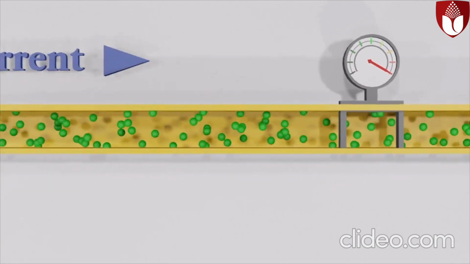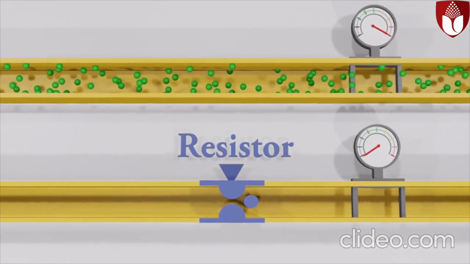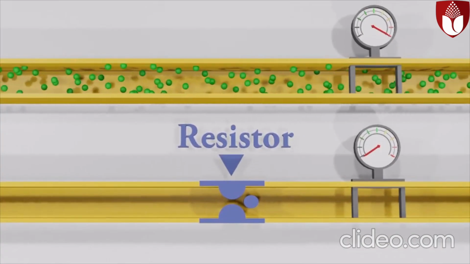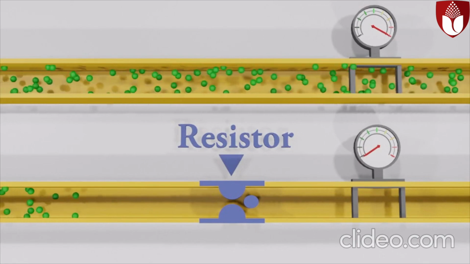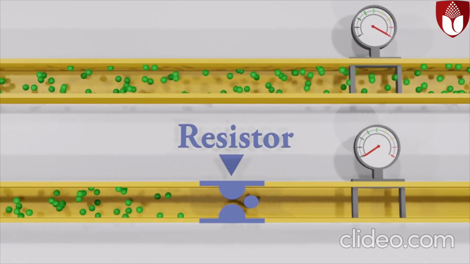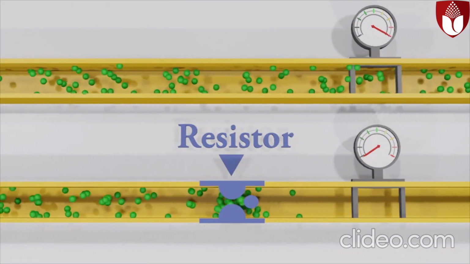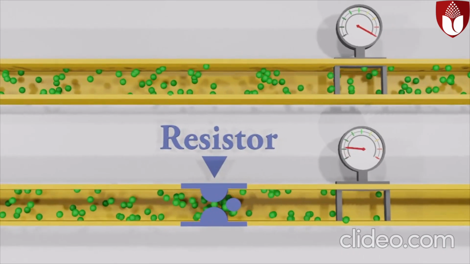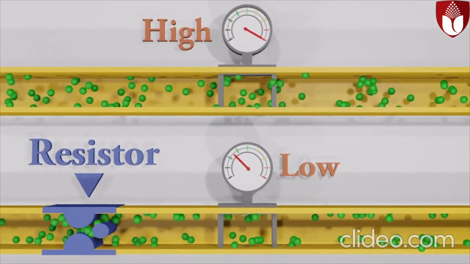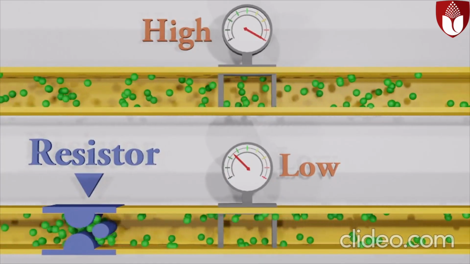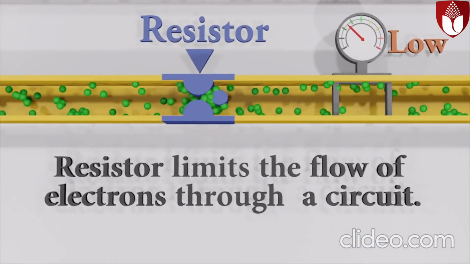Let's consider another conductor, but it has a resistor. Let's apply the same amount of voltage as the first one. Electrons start to flow. But electrons have no other option. They have to go through the resistor. Let's look at the ammeter reading. It's less than the first reading, because the resistor limits the electron flow.